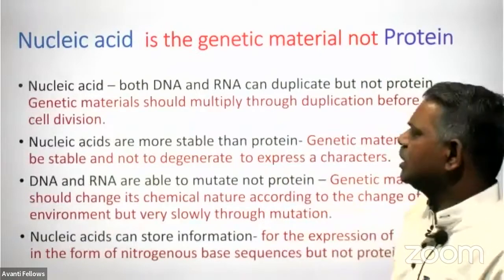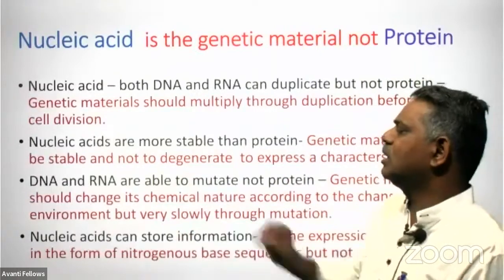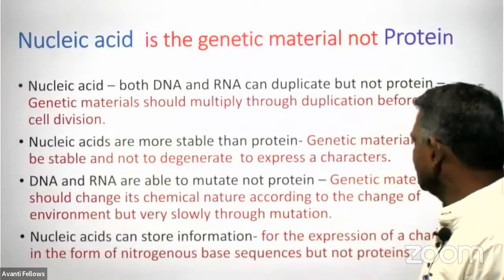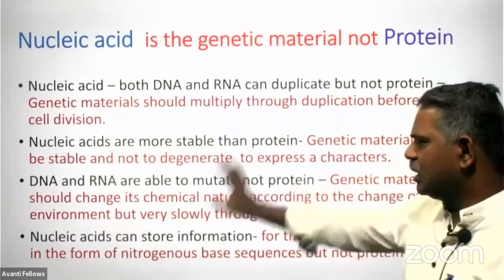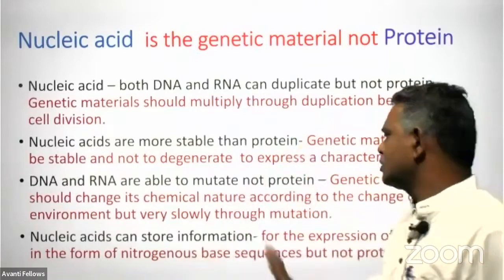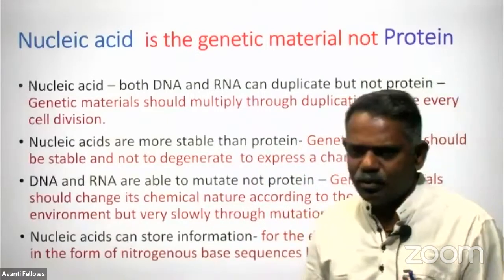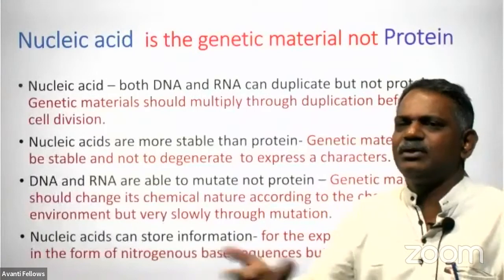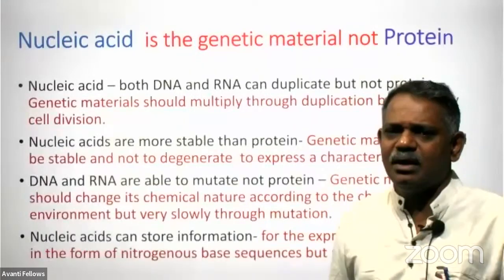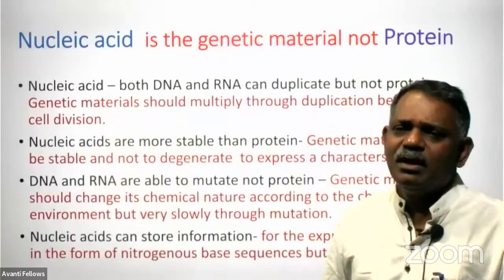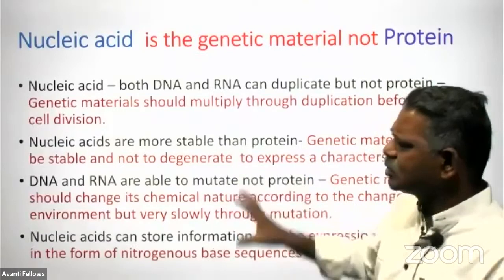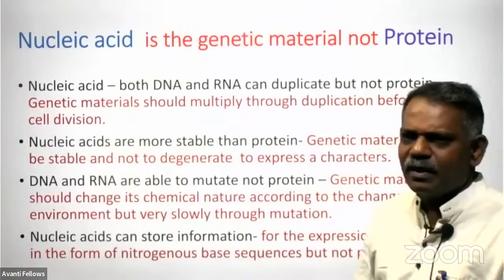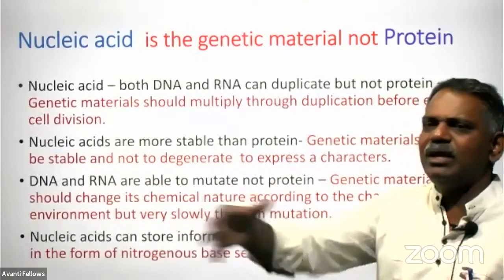Then protein cannot mutate, but RNA can mutate or DNA can also mutate. So genetic material should change its chemical nature according to the change of the environment, but very slowly, only through the process of mutation. As I told you, what happens if it changes its chemical nature so quickly? That will create a lot of trouble. But it should provide the scope for a slow change. Then only we will be able to make variations.